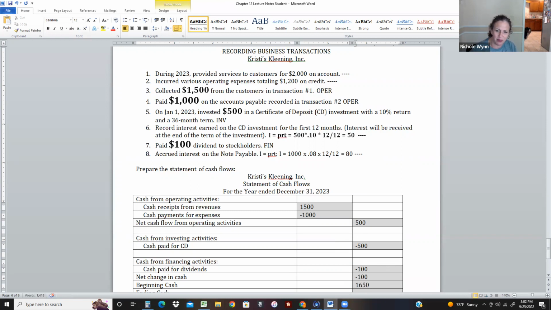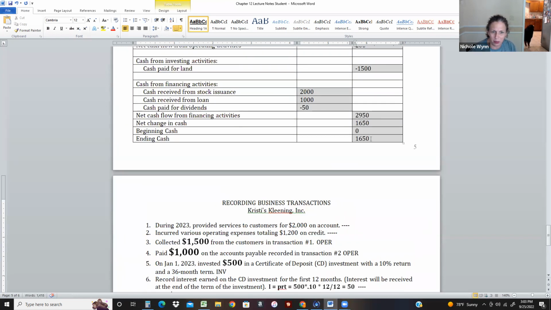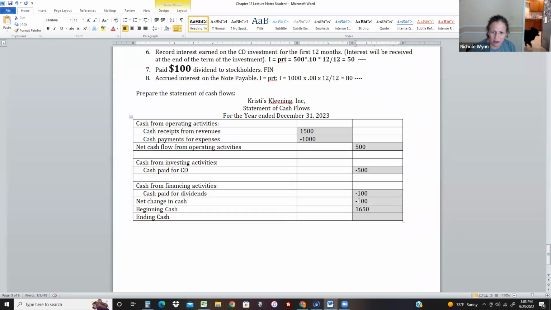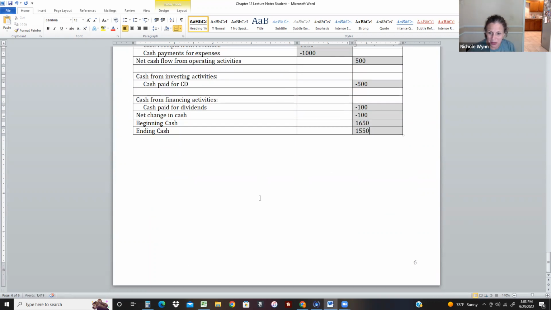Beginning cash was $1,650. That's from what we ended with last time. We ended with $1,650 last year, so we'll begin with $1,650 next year. So my ending cash would be $1,550. And if we drew a cash T account and did the transactions, that would have matched the balance sheet. So that is it for this chapter. I hope this made sense.